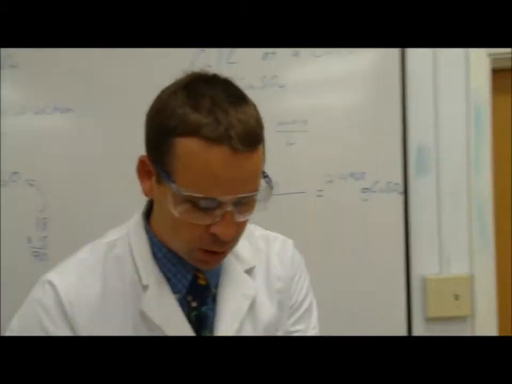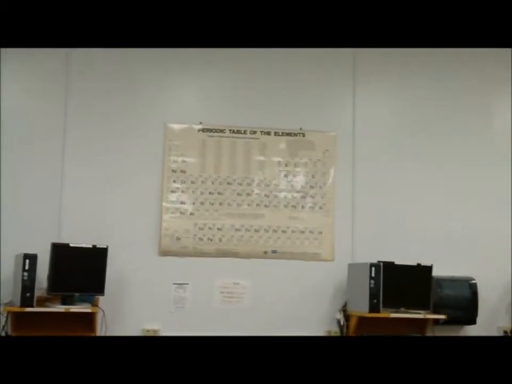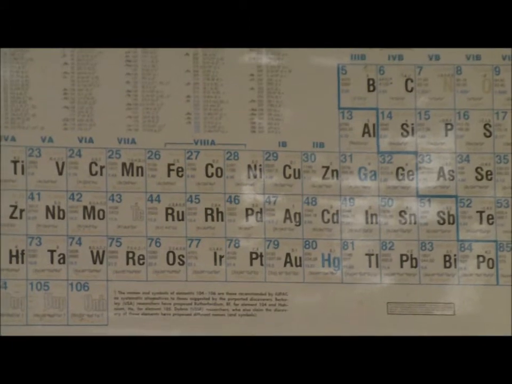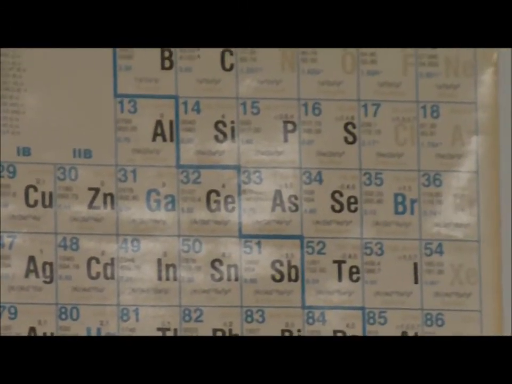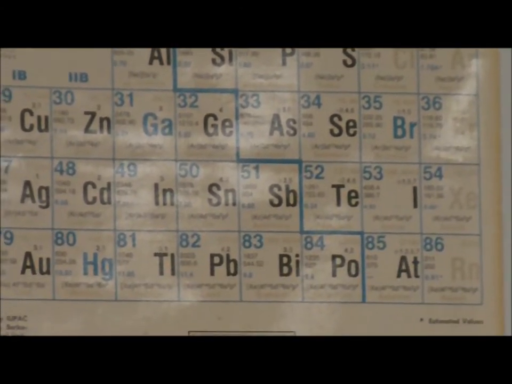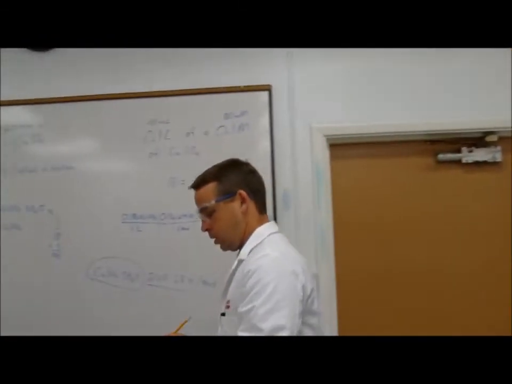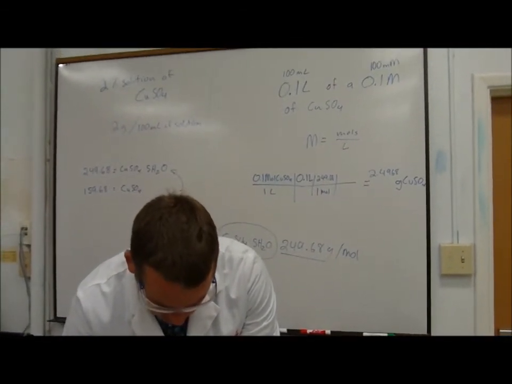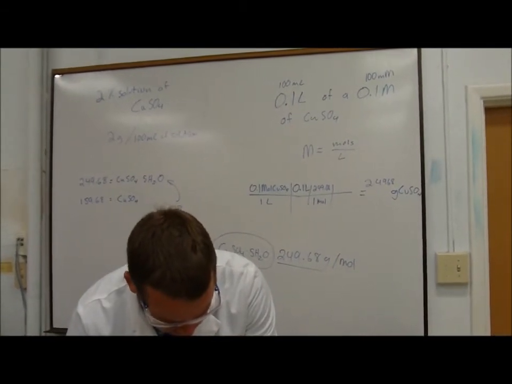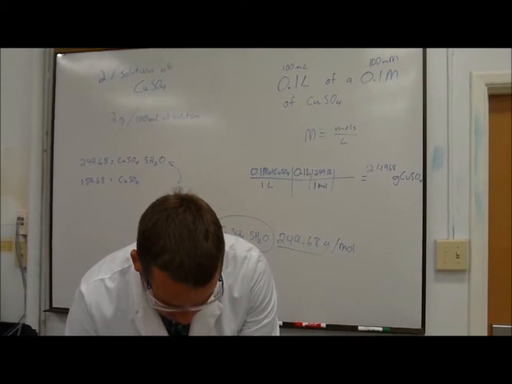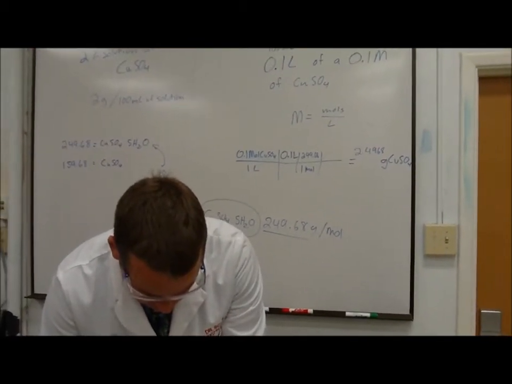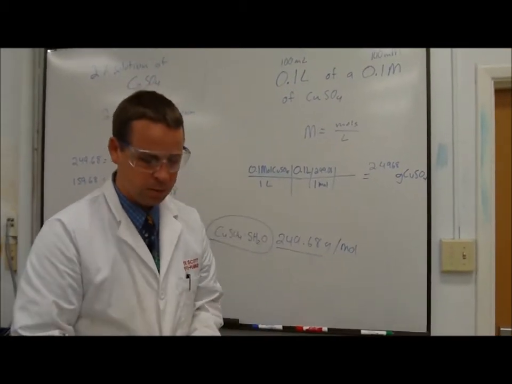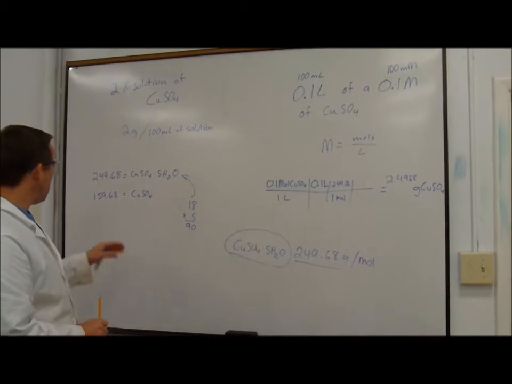Let's double check that with our periodic table, okay? We have copper, which is 63.55, sulfur, which is 32.06, and 4 oxygens, 16 apiece. So that's 64 for the oxygen. So we have our 63.55 for the copper, 32.06 for the sulfur, and 64 for the oxygen, which is 159.61, so that's correct.